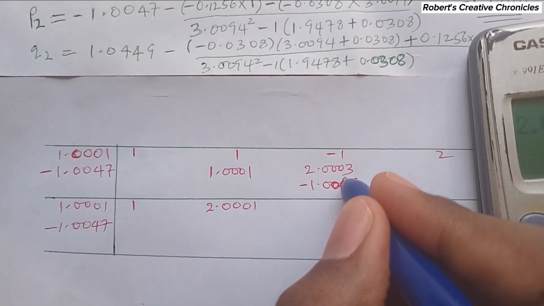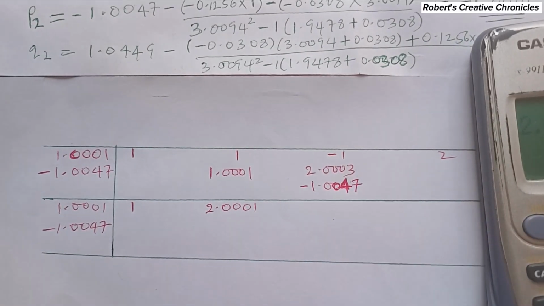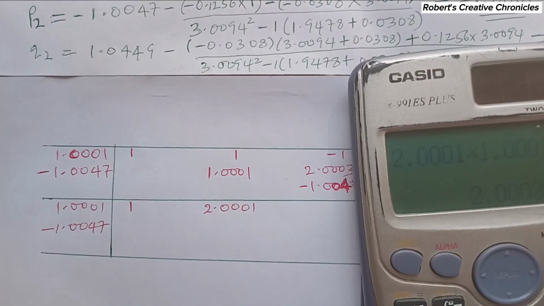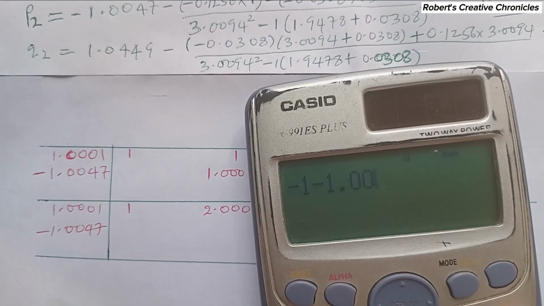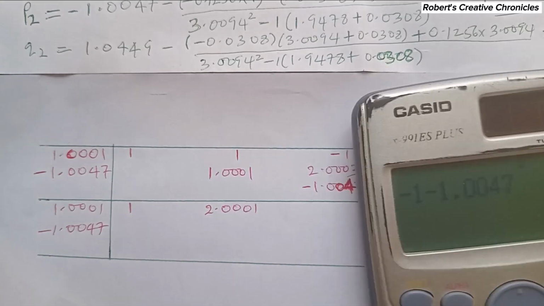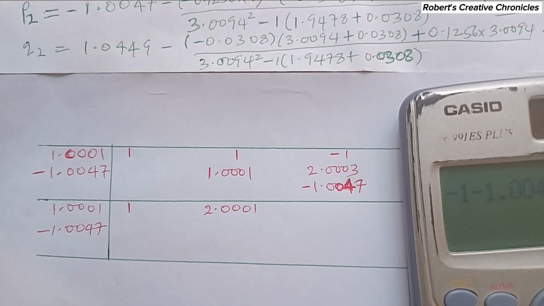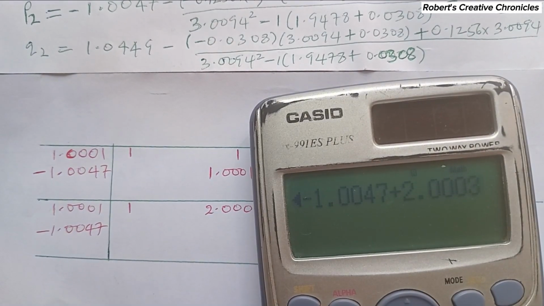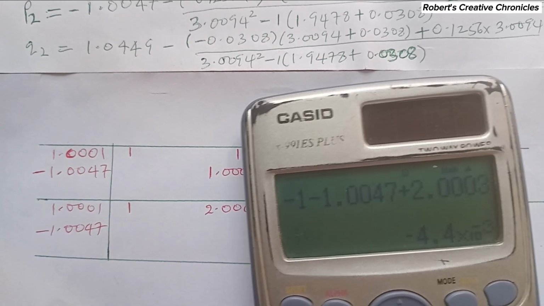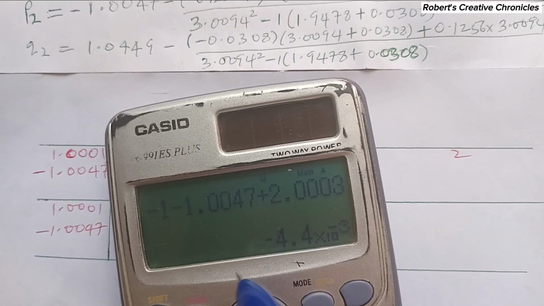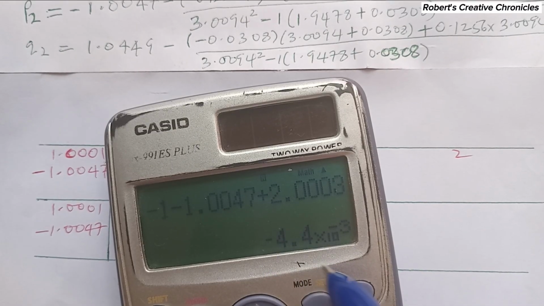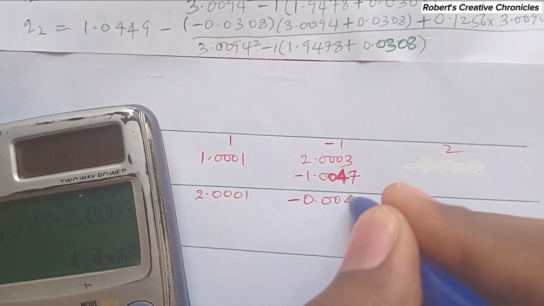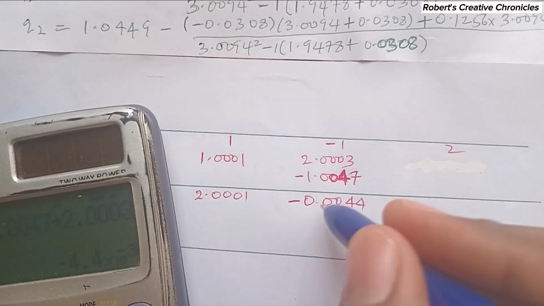1.00047. This is 47. Then we'll add this. So this becomes negative 1.0047. Then plus 2.0003. This becomes what? There will be two zeros before this 4, so it will be 0.0044. Negative 0.0044, since we are moving 3 times, 1, 2, 3.